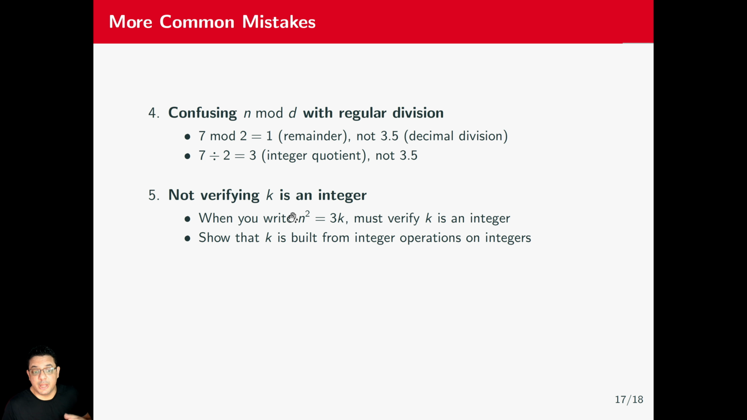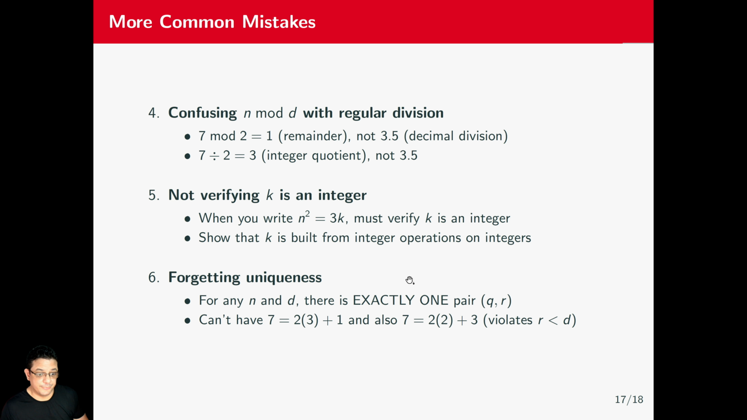Also, be careful about not verifying that a piece you get is an integer. For example, if you're writing n squared equals 3k, you must verify that k is an integer. You have to show and say why that is an integer, if it's built from integer operations on integers.